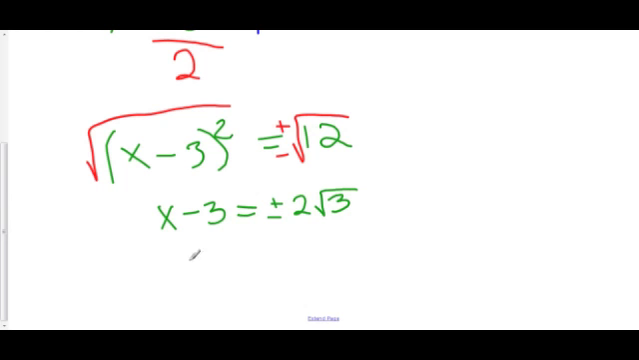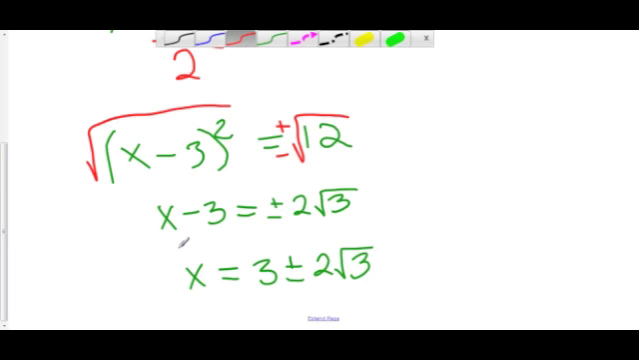And now to solve this, we can just add 3 to both sides. So x is equal to 3 plus or minus 2 times the square root of 3. And here's the answer to this particular problem right here.